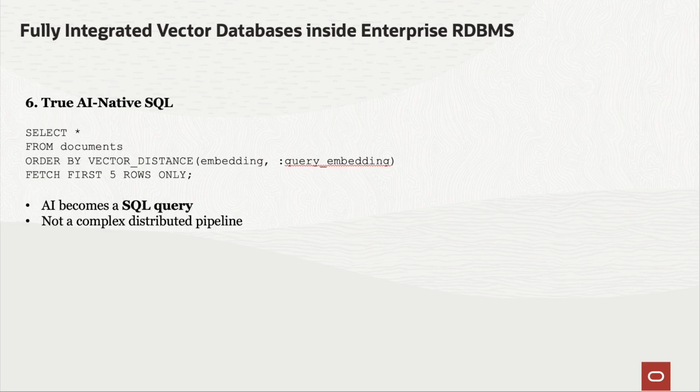And here's an example of this. One of the biggest shifts is that AI becomes part of SQL itself. You can run a similarity search with a single query, just like any other operation. Here we're asking the database to return the 5 documents closest in meaning to a given embedding. There's no separate vector service, no multi-step pipeline, and no extra infrastructure to maintain. AI becomes something you express straight in SQL, which makes it easier to build, easier to maintain, and easier to integrate with existing applications.